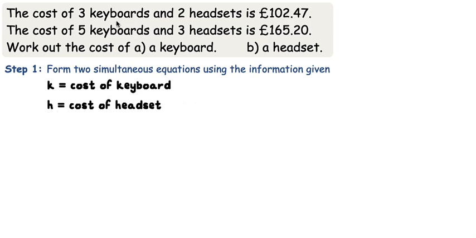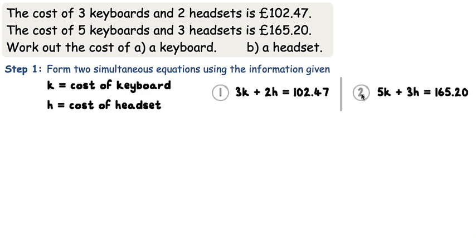Then looking at the first sentence, we're told that 3 keyboards and 2 headsets cost £102.47. So we can write an equation to show this as 3K plus 2H equals 102.47. And I'm going to call this equation 1. Doing a similar thing for the second sentence, we get this equation, which I've called 2.